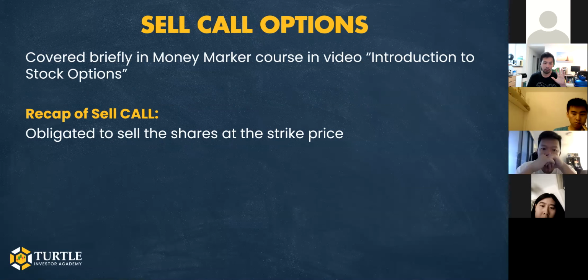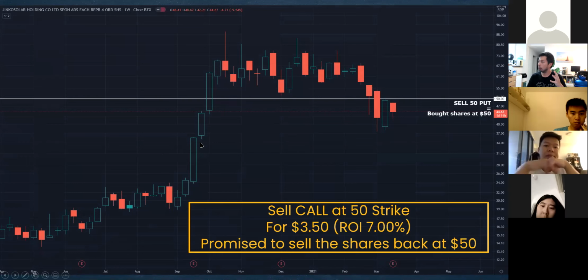Sell call represents that you are obligated to sell the shares at the strike price. Remember, when you sell a put and it gets exercised, you have bought the shares at $50. Now you can do the reverse: you can promise to sell those shares at $50. That's what we're going to do for this kind of position. So for Jinko Solar, we sold that $50 put and bought the shares at $50. What we can do is sell the call option at a $50 strike.